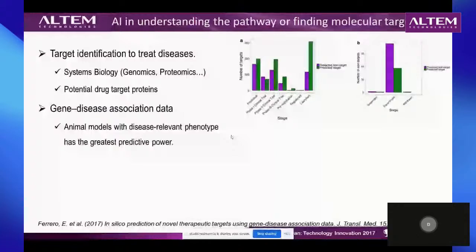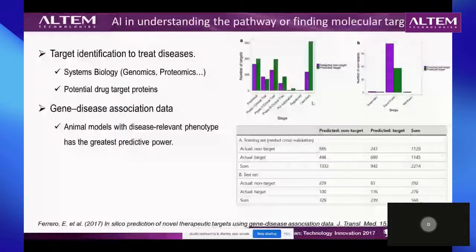So see here, you have a number of targets, maybe around 300, that will be utilized in preclinical, phase 1, phase 2, phase 3 like that, and a number of non-targets, which were divided into predicted and non-predicted, and fall in the stage of suspended, discontinued, withdrawn, and genetic associated data. So we'll be using animal models with the disease prevalent phenotype, which have great predictive power to understand novel therapeutics, especially for gene associated diseases.